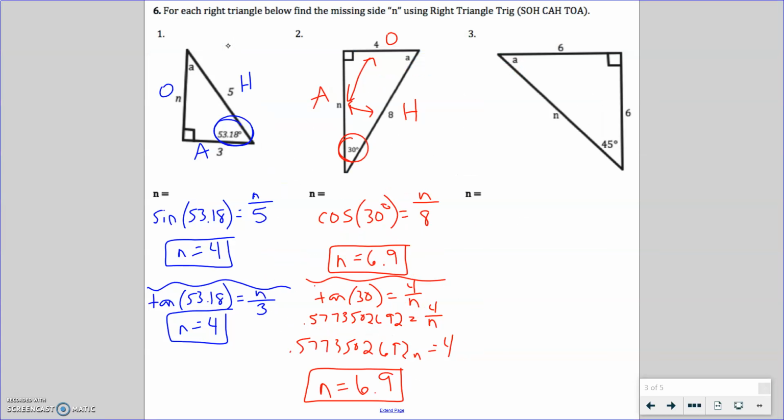All right, last one. Again, a couple different ways you can do it. Here's our reference angle, 45 degrees. Here's our hypotenuse, our opposite side, adjacent.